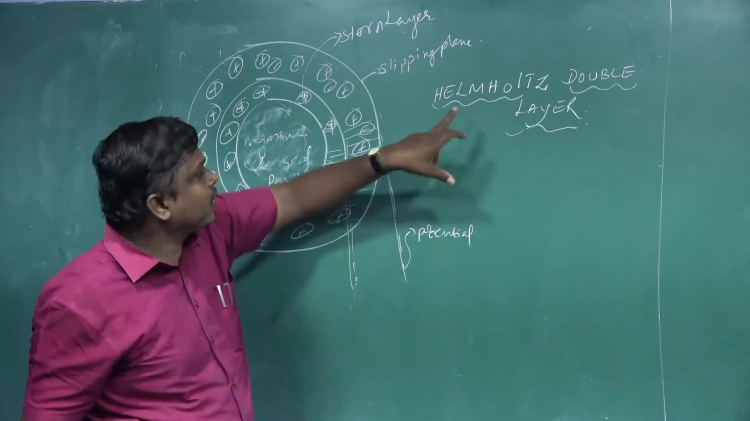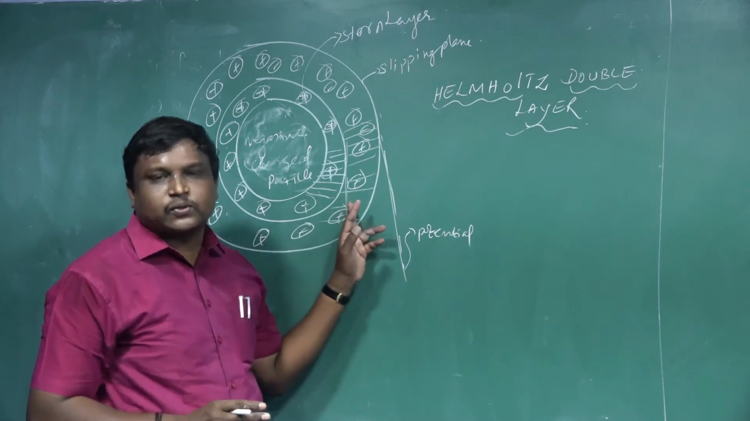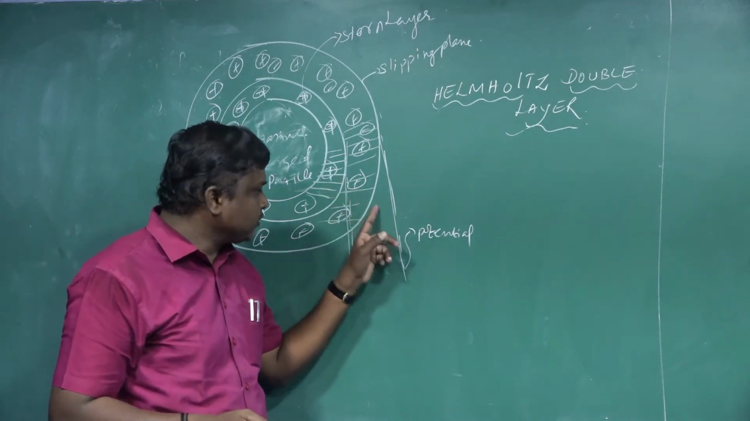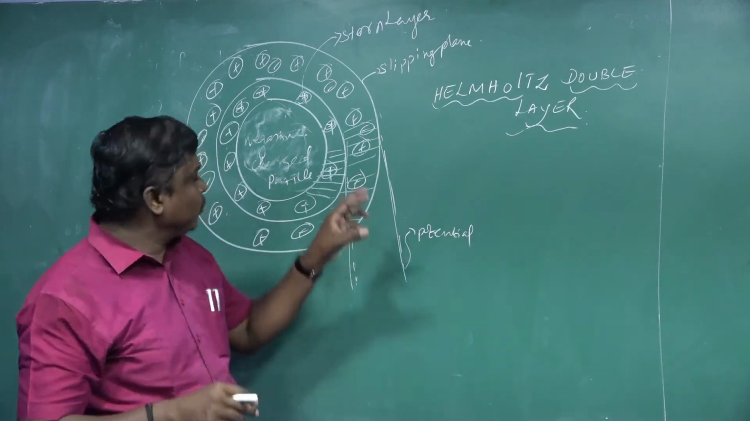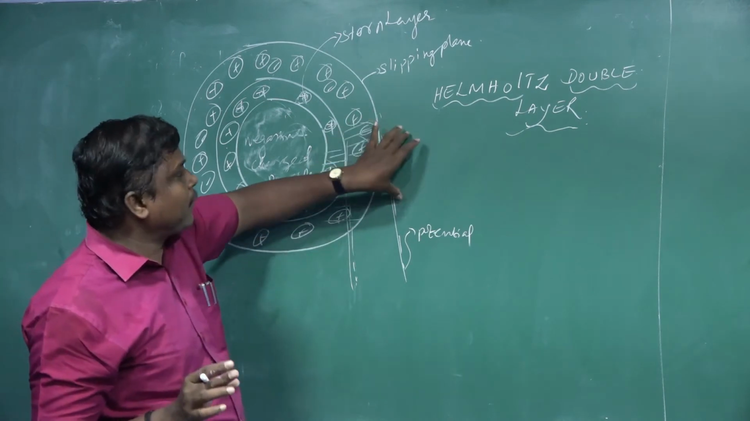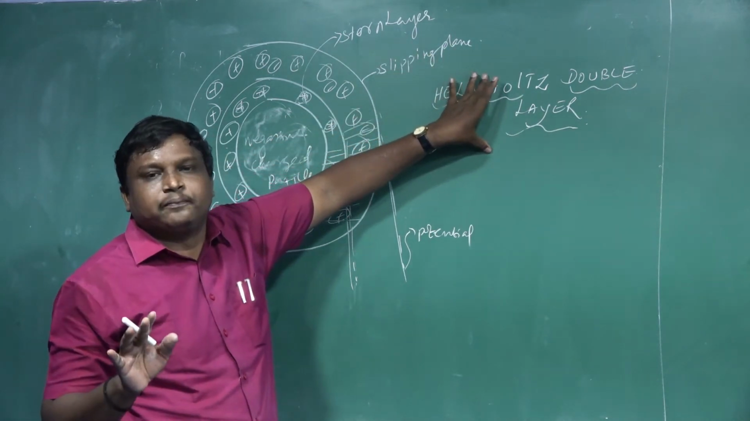What is the purpose of the Helmholtz double layer? Suppose two charged particles, two charges of an ion, cannot come close to each other easily. They cannot attract. So the purpose of the Helmholtz double layer is the stability of the sol particles.